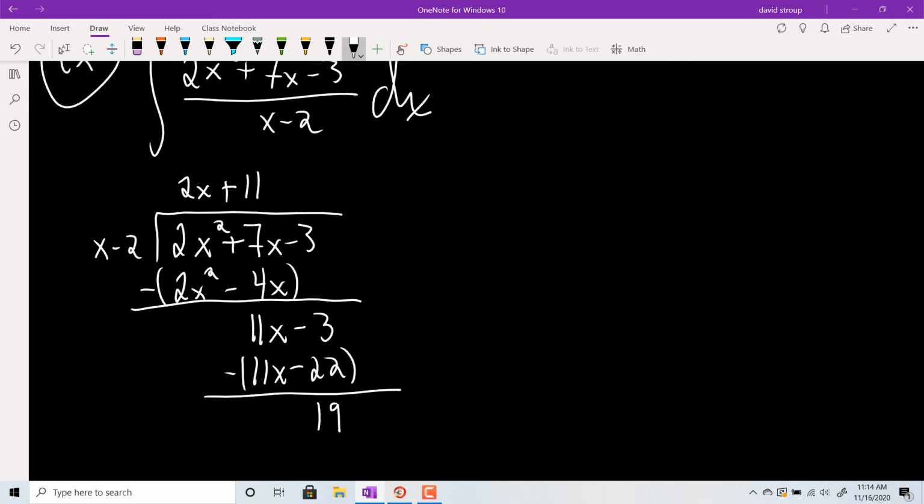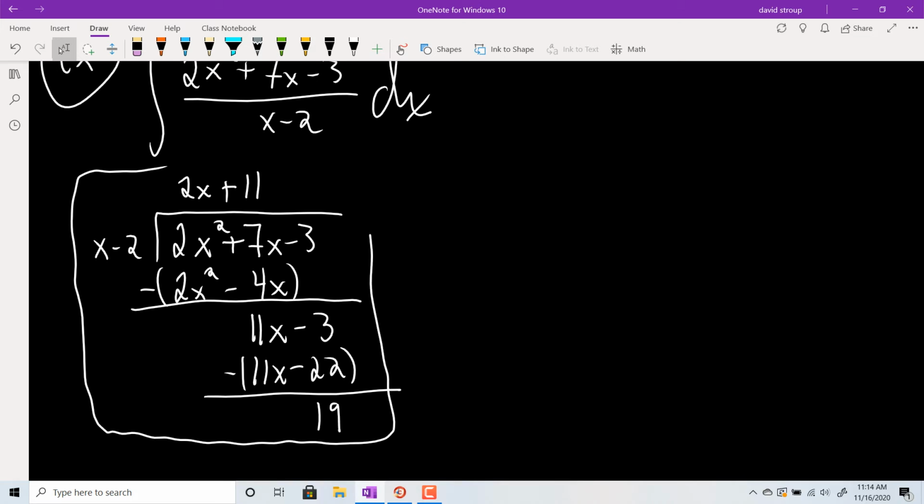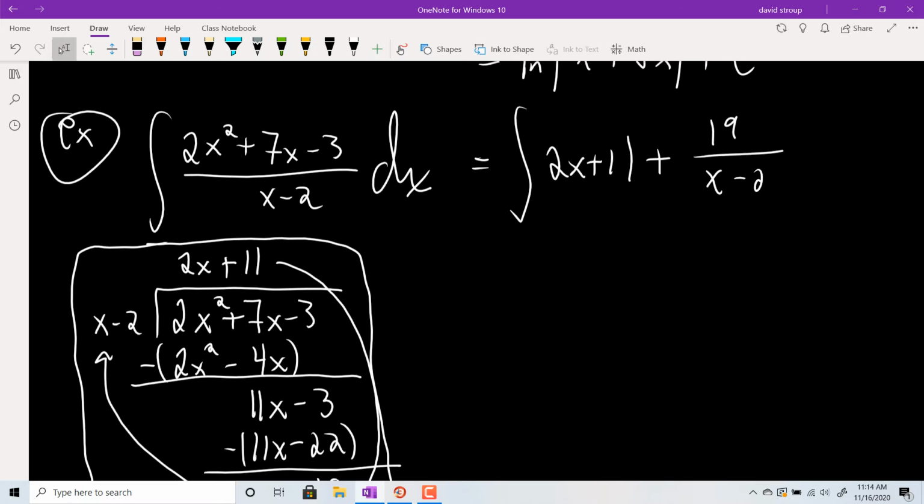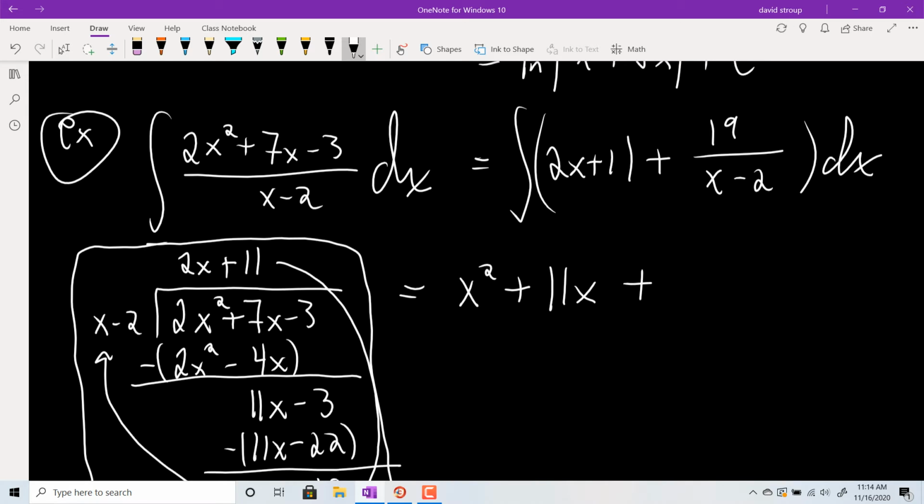Okay, so I can now rewrite my integrand as 2x plus 11 plus 19 all over x minus 2. So this is the integral of 2x plus 11 plus 19 all over x minus 2, all inside our integral. The first two are just easy power rule type deals. So 2x squared over 2 is just going to be x squared for the first one. The second one will be 11x. The third one, you could do a u sub.